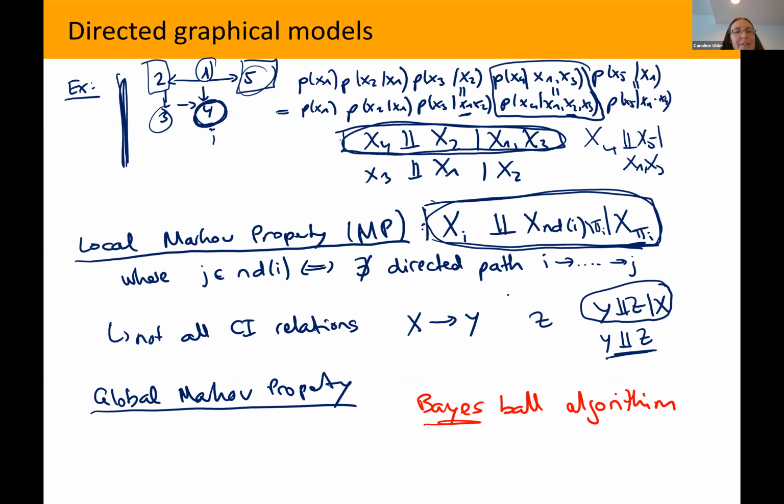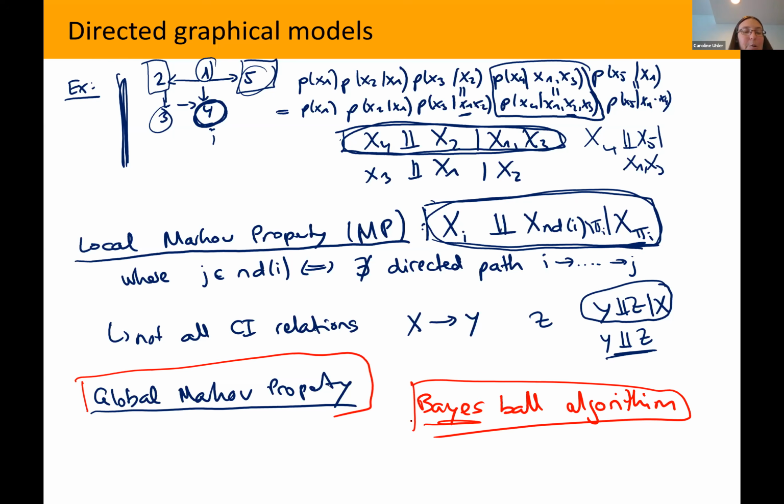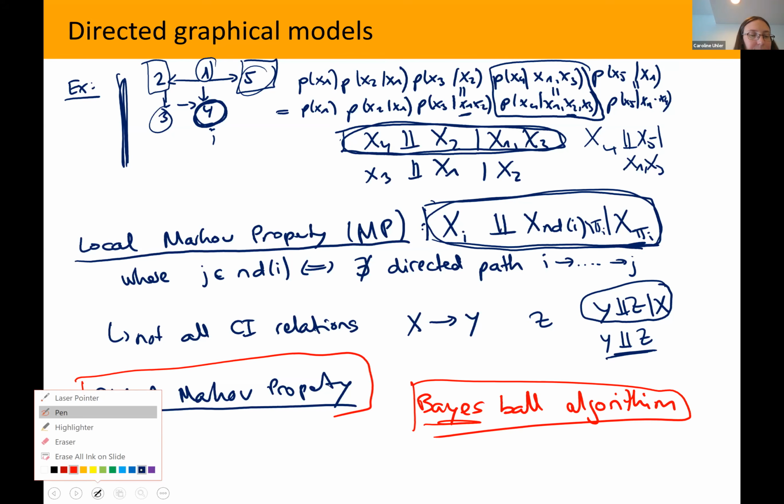But I think what is important to know is that it is not all independence statements, but there is a way, just from the graph, of actually reading off all conditional independence relations that hold. Okay, and if you want to know more, this is called the directed global Markov property. There is an algorithm for actually reading them all off. It's this Bayes-Ball algorithm. And I do have the references on the last slide.